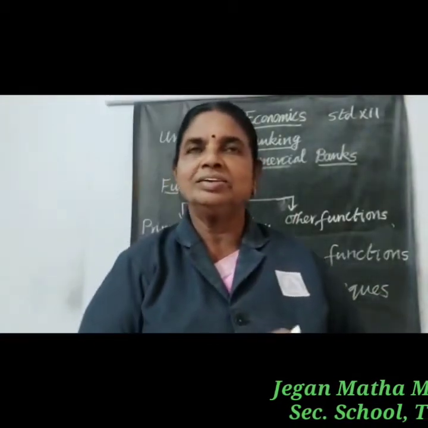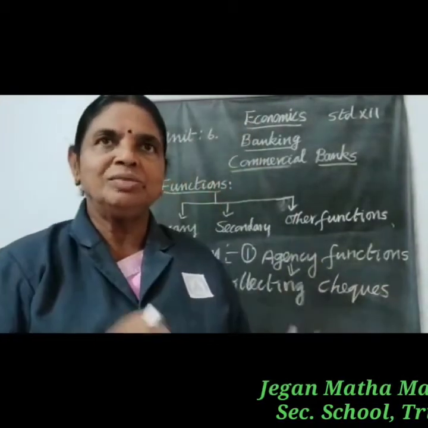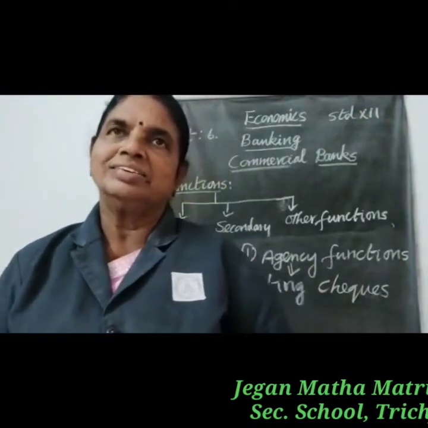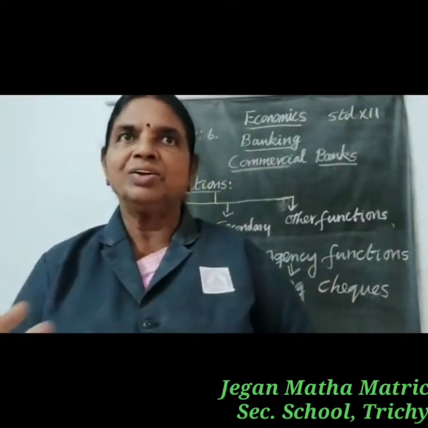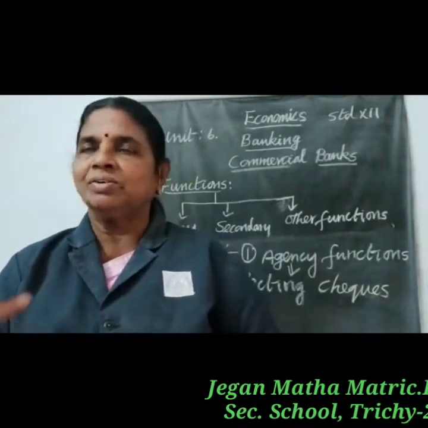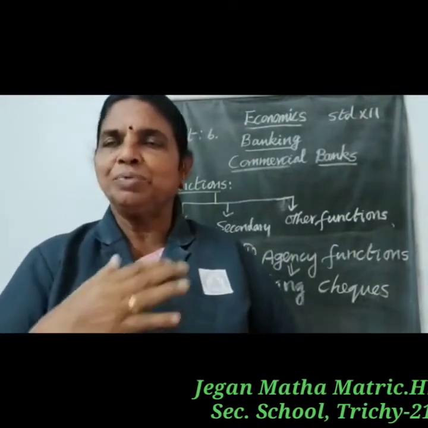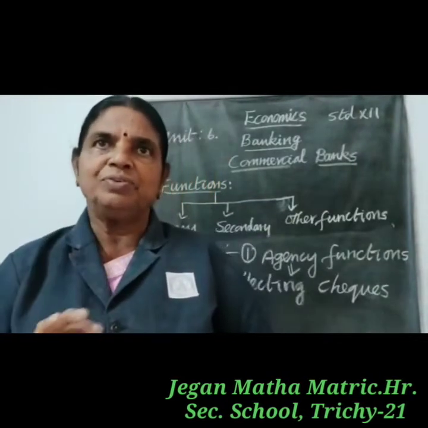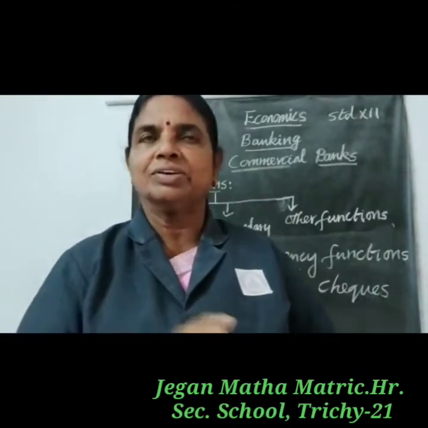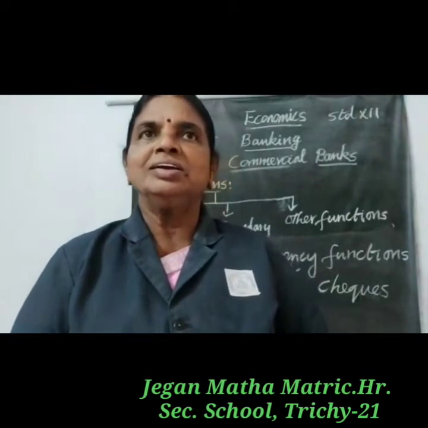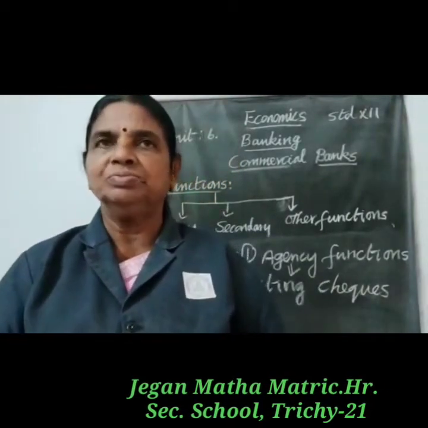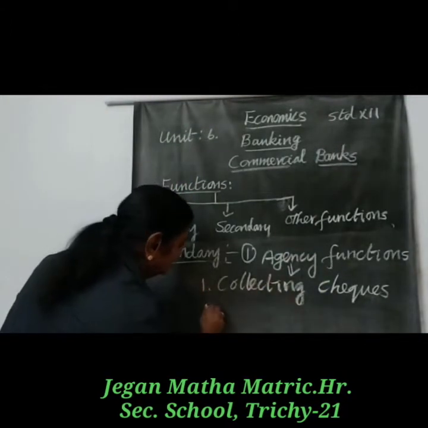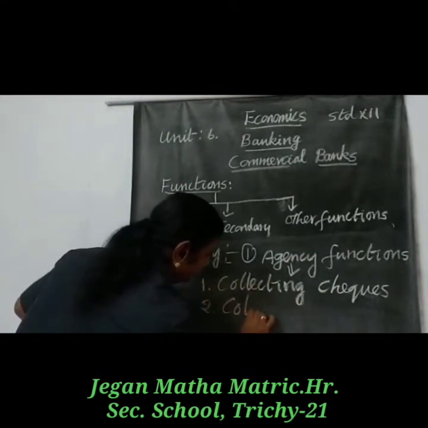Second one is collecting income. Commercial banks collect dividends, pension, salaries, and rents, and also interest on investments on behalf of their customers. And for information, when any income is collected by the bank, it gives a credit voucher. So that is collecting income. First collecting checks, second collecting income.